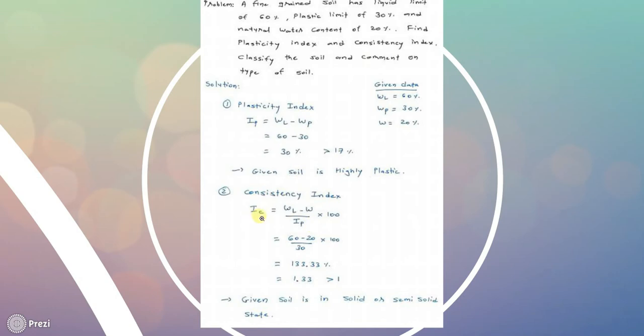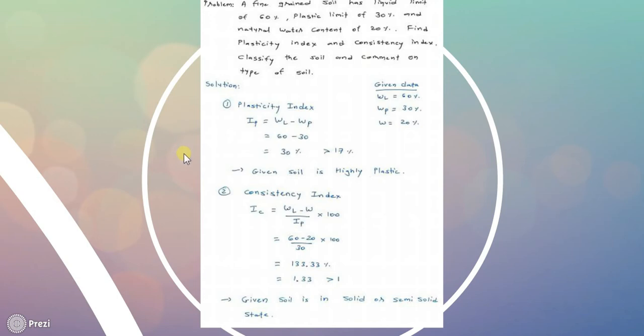Item 2, consistency index. We know the consistency index formula as well: IC is equal to (WL minus W) upon IP, into 100. So we have WL value as 60, natural water content as 20, and IP as 30. Putting all the values, I am getting IC as 1.33. Now, when the consistency index is greater than 1, we know from the table of consistency index that IL will be negative, and the consistency of that soil will be noted as semi-solid or solid state.